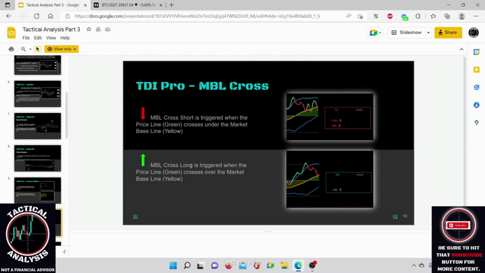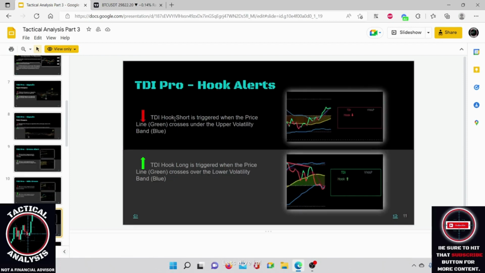The market baseline cross long is triggered when the opposing conditions are met and the price crosses over the market baseline to the upside. Same thing: it crosses up, you get the signal, and the line will turn green. Very simple, very easy, very efficient. All three parts of the indicator series, not only the indicators themselves but the settings, you've seen in the previous two videos, very simple, very easy to understand. No need to get caught up in paralysis by analysis and over-analyzing the data.